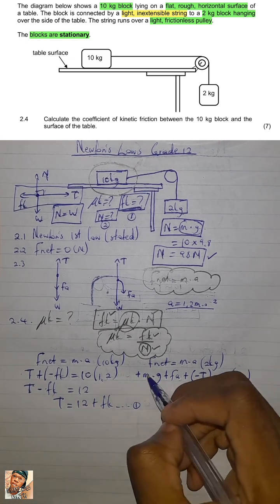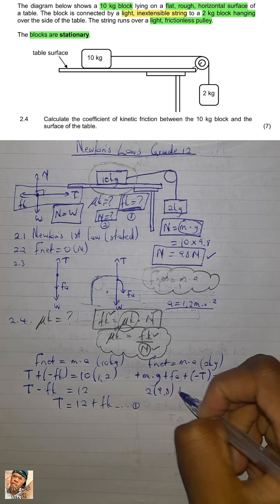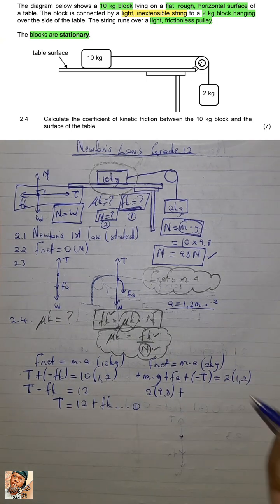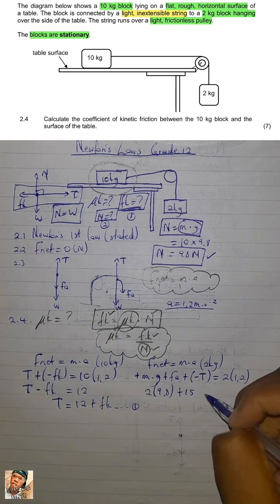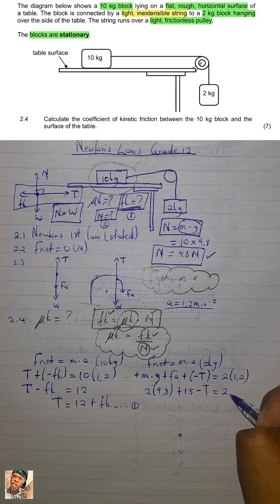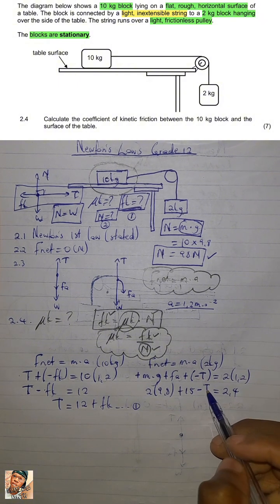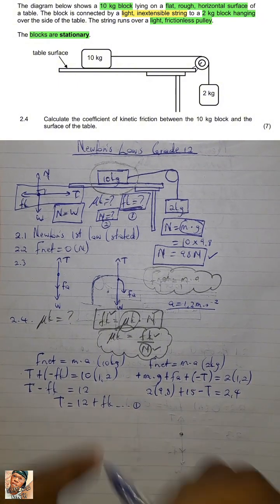So mass multiplied by acceleration, 2 multiplied by 1.2, is equal to mass, which is 2, multiplied by the gravitational acceleration, which is 9.8, plus the force applied, which they say is equal to 15 newtons, right? So they've given us that the force applied is 15 newtons. Then the plus multiplied by negative is negative T. So the only unknown here is tension, fortunately. So we're going to determine the tension and then substitute it here and then solve for the Fk.